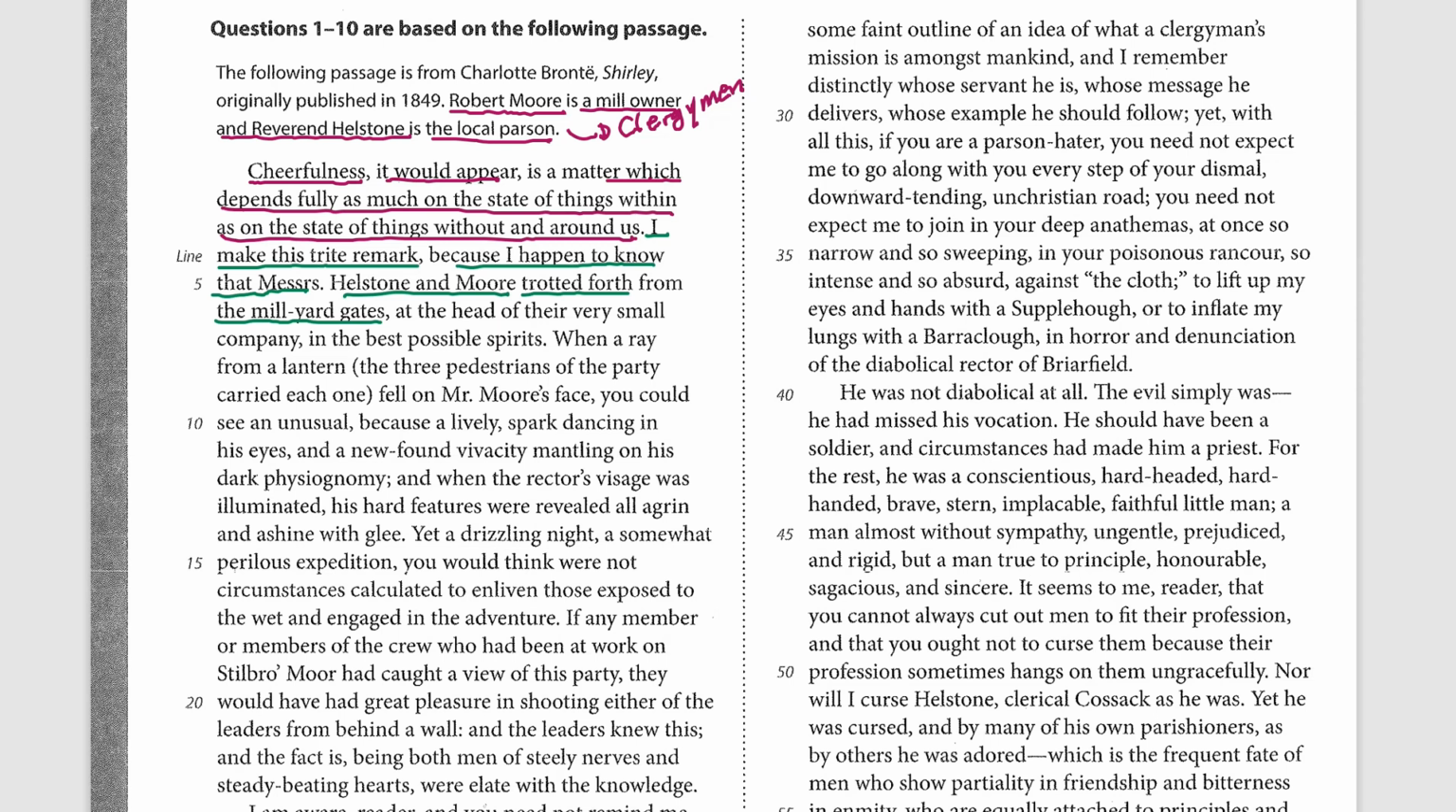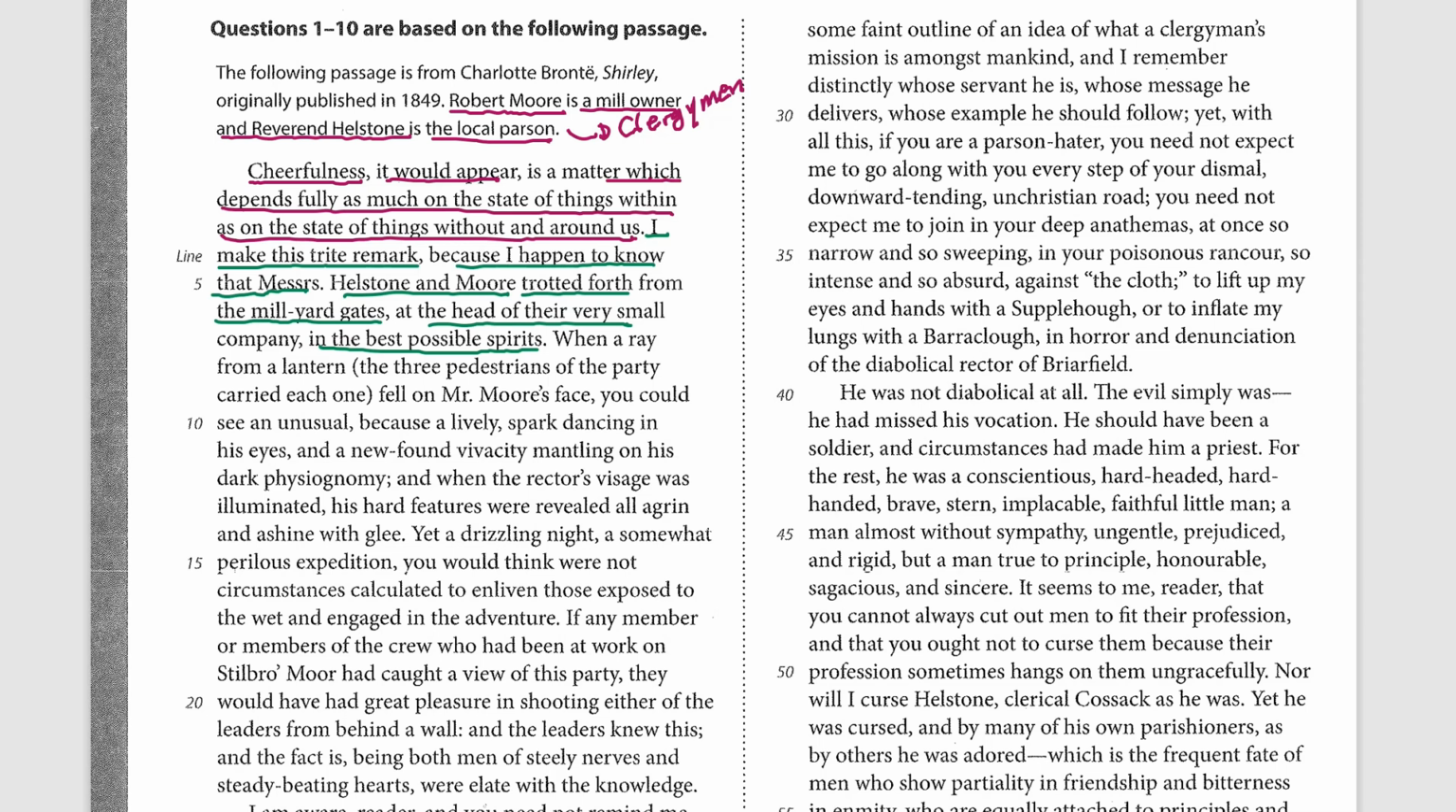Helstone and Moore trotted forth from the mill yard gates at the head of their very small company. What is the company? It could be the mill. In the best possible spirits, meaning they were happy. If you are in high spirits, you are happy. He said in the best possible spirits, they were over the moon with happiness.